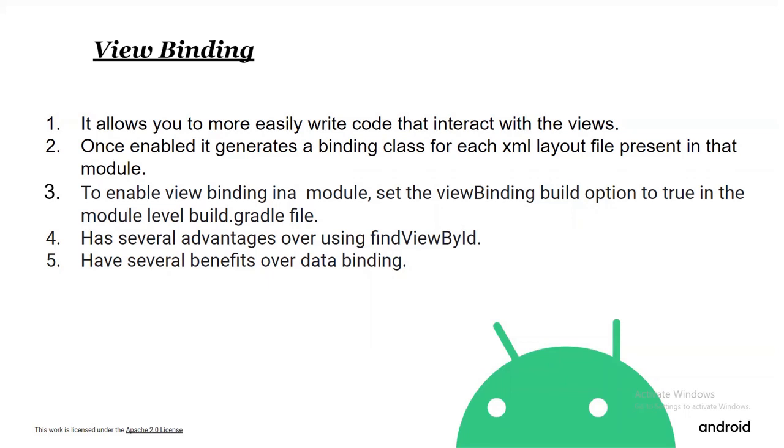It has an important advantage in that it provides null safety, since view binding creates direct references to views. There is no risk of a null pointer exception due to an invalid view ID. It also has faster compilation as compared to data binding and is easy to use.